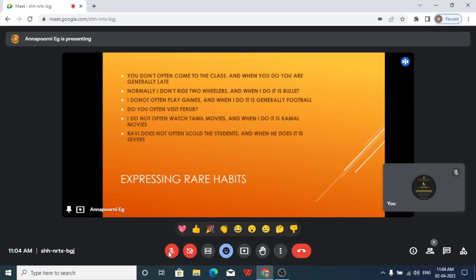Bullet, everyone might be aware of bullets, right? Royal Enfield bullets. Some people are die-hard fans of bullet, crazy for this Royal Enfield. There are people who ride only bullets, so this is applicable for those people. So this is a rare habit. What is the rare habit here? Using two wheelers, that is using bullets. Now third one, Sabi.